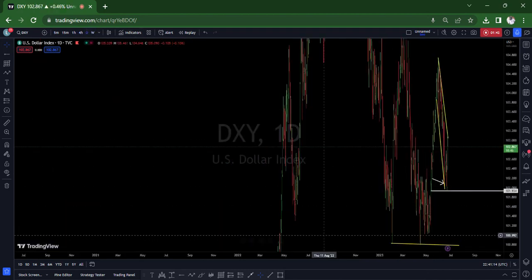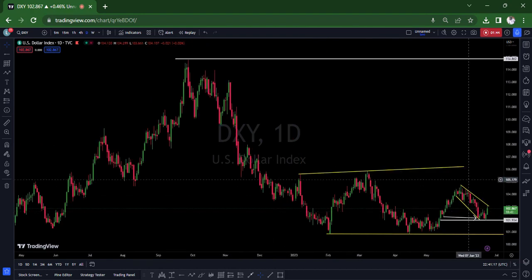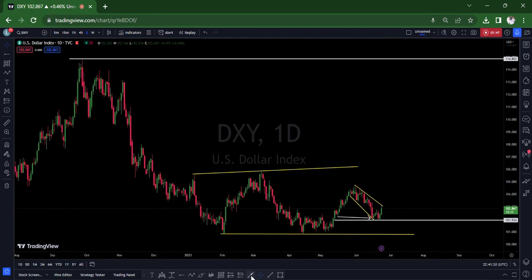This is the DXY from the daily point of view, and you can see this pattern here has completed the first touch here, the second touch here, and there is an obvious gap here that it needs to fill. This is at the daily. So in the long term, we might be looking forward to the bullish trend.